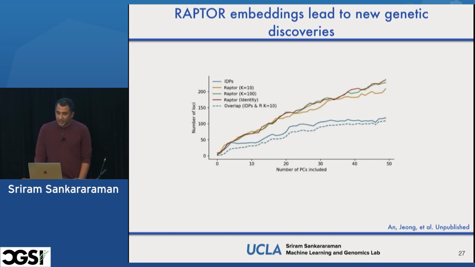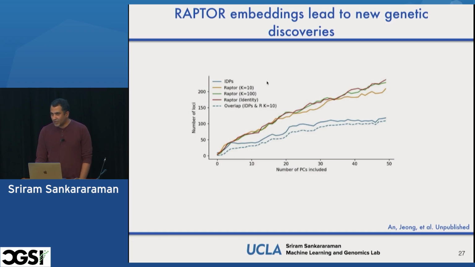We took the embeddings from Raptor and ran them through PCA, to decorrelate the embeddings, and then we ran GWAS on each of the principal components. And what we're seeing here is, as a function of the number of principal components, how many hits we find, or how many loci we find. And we did the same for the IDPs.